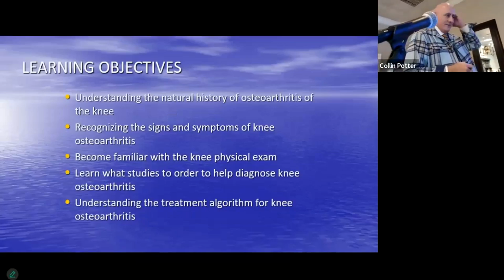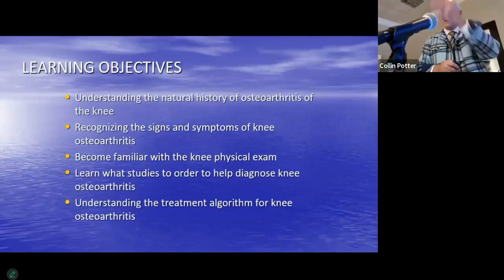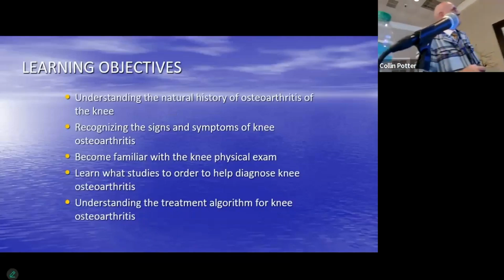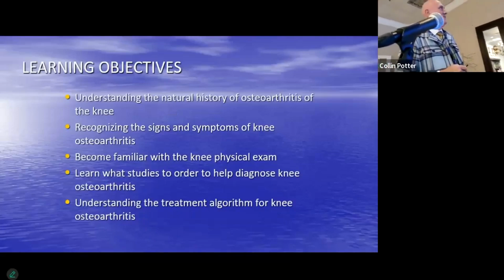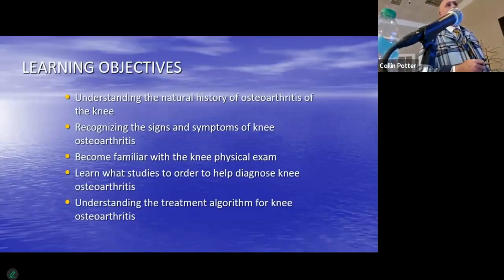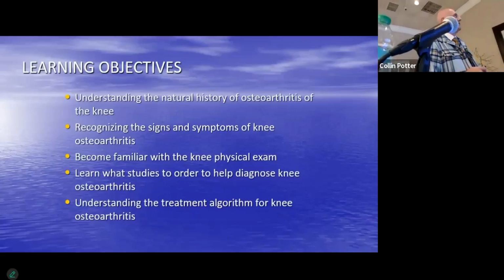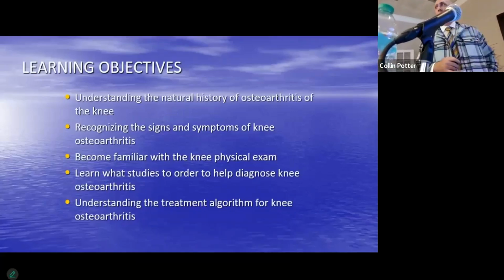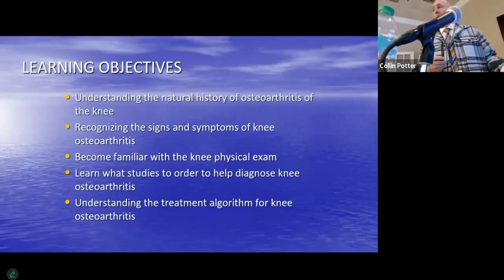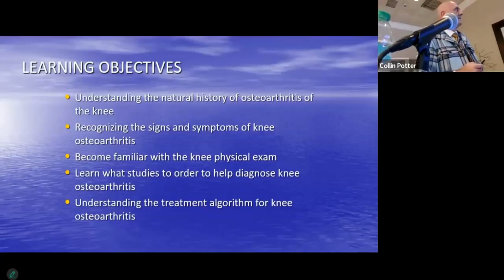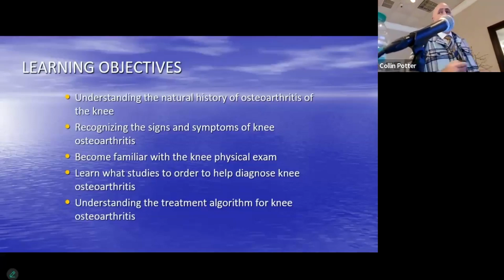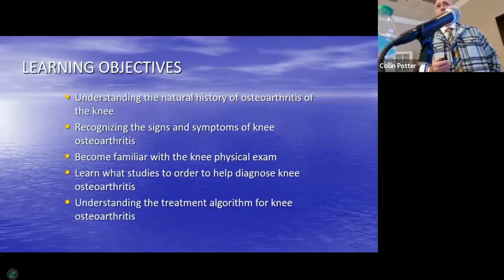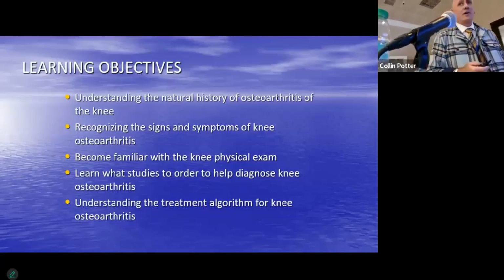Okay, just our learning objectives. They're not quite as good as Dr. D'Amico's. They never are. But understanding the natural history of osteoarthritis of the knee, recognize some of those signs and symptoms of knee osteoarthritis, understand a little bit about the physical exam, because sometimes that can take you in a direction maybe that isn't osteoarthritis in some cases. What do we order? How do we make that diagnosis of osteoarthritis of the knee?